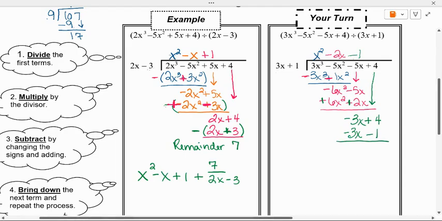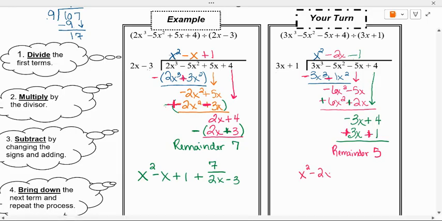We have to change the signs because we're subtracting, so that means you're adding the opposite. Change the signs. Negative 3x and positive 3x cancel each other out. 4 plus 1 is 5. That is my remainder. So my answer: x squared minus 2x minus 1 plus 5 over 3x plus 1.